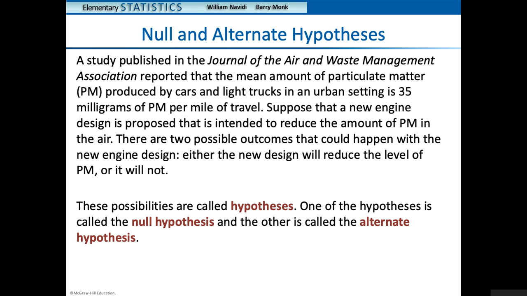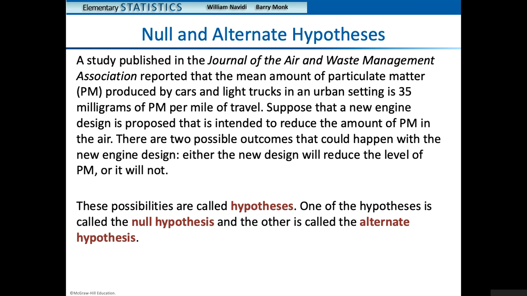One of the hypotheses is called the null hypothesis, and the other one is called the alternate hypothesis. The null hypothesis is always the assumption that nothing has changed. In this case, that would be the statement that the engine design will not reduce the level of particulate matter. Right? The alternate hypothesis is the assumption that something did change, which in this case would be the statement that it will reduce the level of particulate matter.